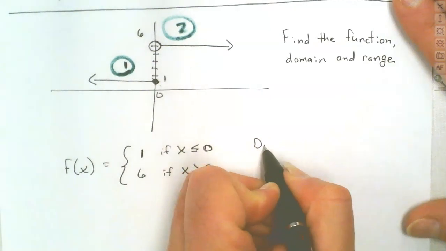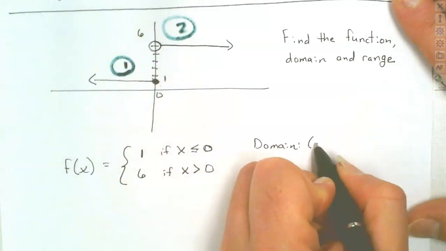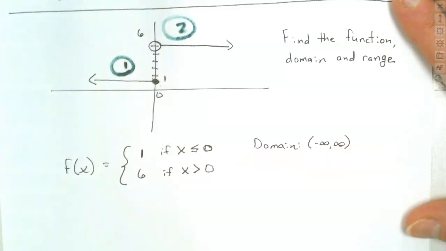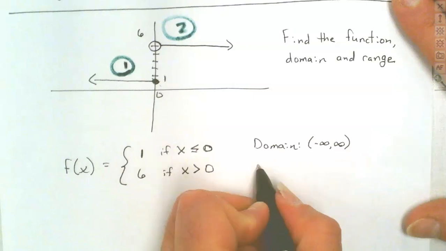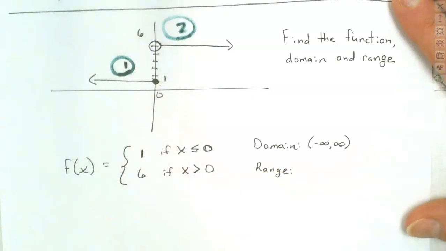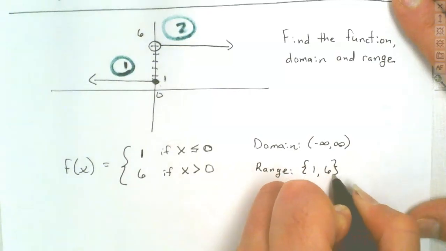Our domain is always the same on these. So my domain is negative to positive infinity, because you can go to the left and you can go to the right. And what about our range? Well, our range is stuck at 1 or what? 6. That's it.